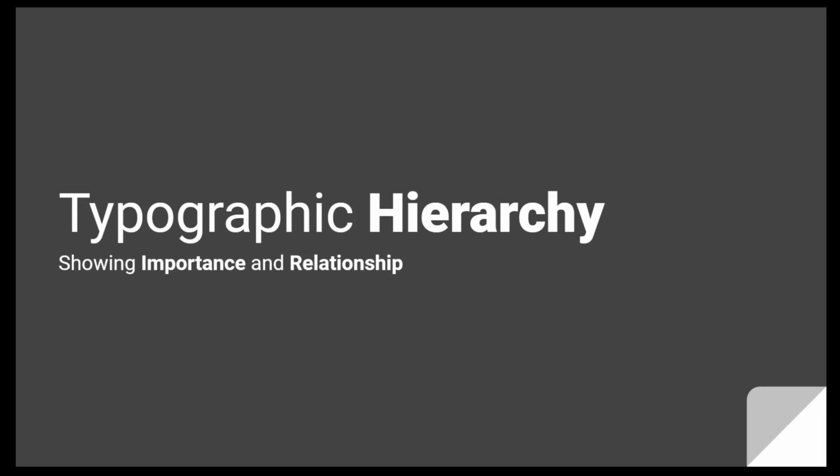Now, hierarchy. Let's talk about type and hierarchy. Hierarchy is giving a visual indication of what's important and what the relationship between the different parts of the type are. And that's so much of what design is, showing importance, showing relationship. So let's look at some of the ways we can do that.